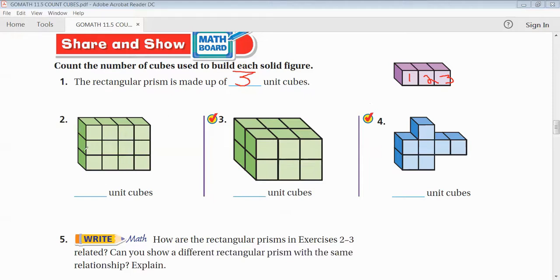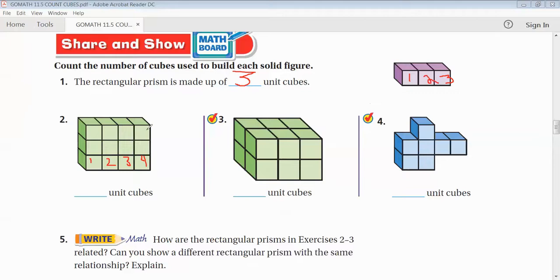Let's go on to number 2. Now, if you notice, we have cubes going straight across and they're stacked on top of each other. So let's go ahead and count the unit cubes. So we have 1, 2, 3, and 4. On top of it, we have another 4 unit cubes. And on top of that, we have another 4 unit cubes.